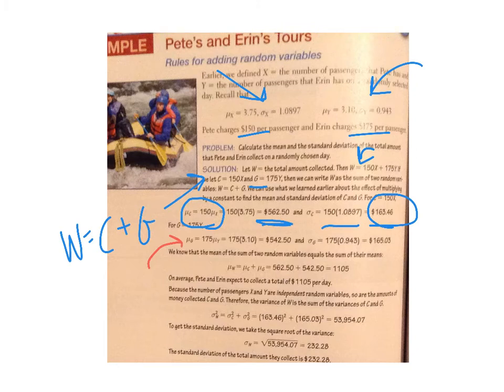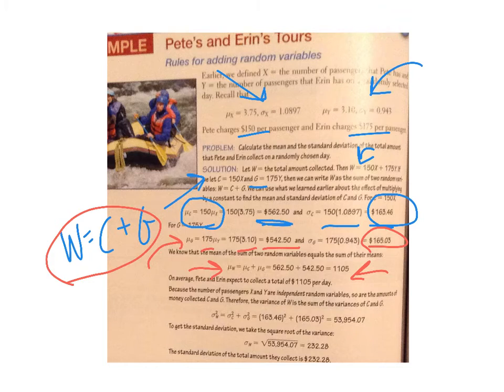And then we do the same down here for Erin. Erin charges $175 but has a mean of 310. So she gets an average collection of $542.50 with a standard deviation of $165.03. So now I can figure out the mean of W by adding these two means and getting a total of $1,105, which tells me on average Pete and Erin are collecting a total of $1,105 together.